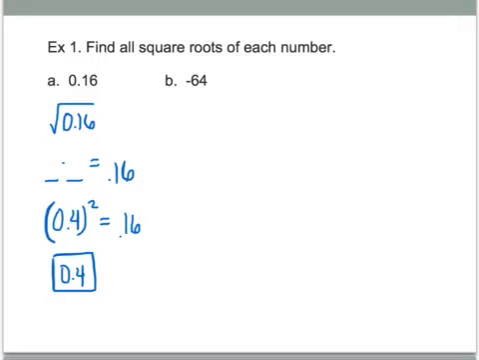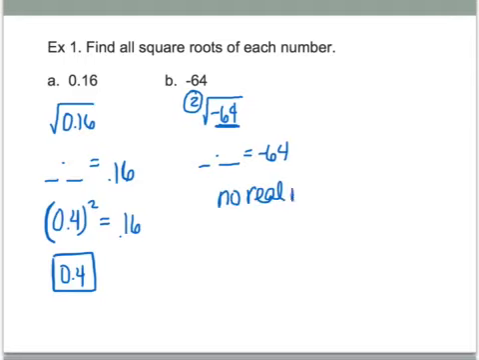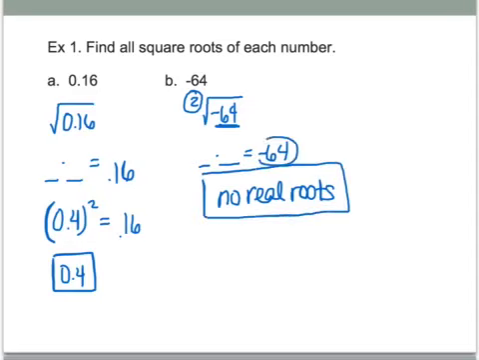Here, for B, what value times itself 2 times will give me negative 64? And if you remember from the previous slide, we said that if your index is even, which we're doing a square root, so our index is even, and your radicand is negative, then you have no real roots. Because there is no value that I can multiply by itself to give me a negative number.